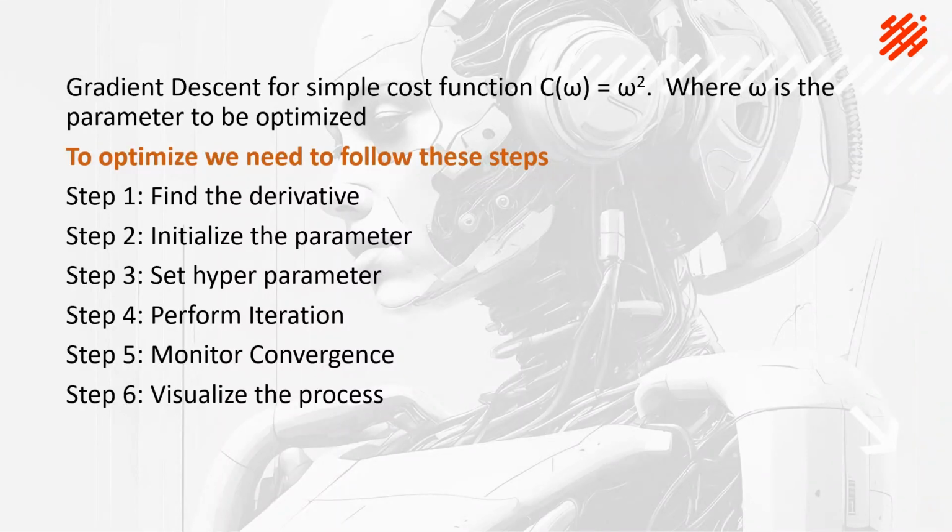Let's take the example cost function C(ω) = ω², where ω is a parameter to be optimized. So we need to find the gradient descent for this simple cost function. To optimize, we need to follow these steps. Step 1, find the derivative. Step 2, initialize the parameter. Step 3, set hyperparameter. Step 4, perform iteration. Step 5, monitor convergence. Step 6, visualize the process.